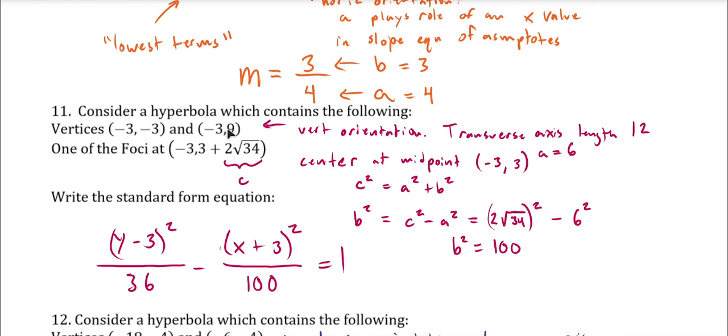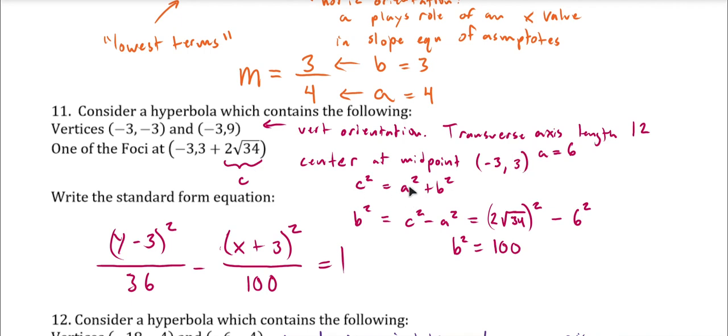We can note here that because we're changing a y value, we have vertical orientation and a transverse axis length of 12. That's the difference between -3 and 9. If I take half that, I get my value of a, which is 6, and the midpoint between these two vertices will be my center, which is at -3, 3.